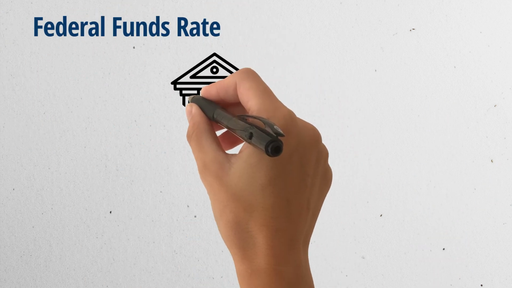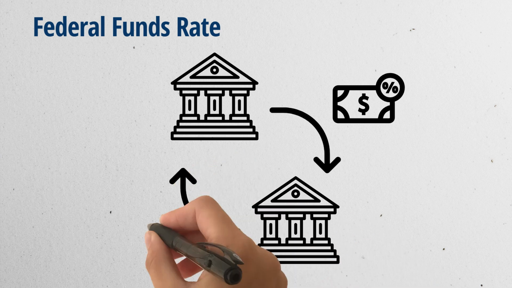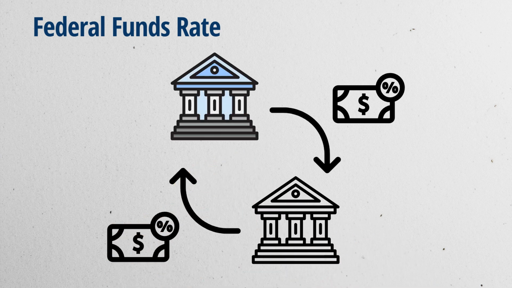To make it simple, the federal funds rate is the interest rate at which banks lend to each other overnight. The Federal Reserve moves this rate around to control the cost of capital in the country and either heat up or slow down the economy. That's really it in a nutshell.